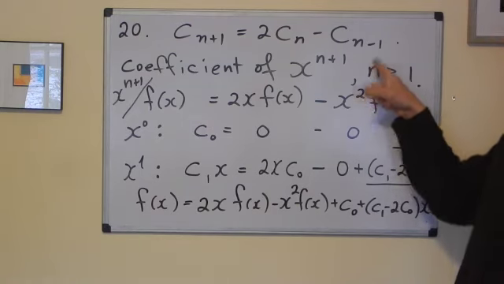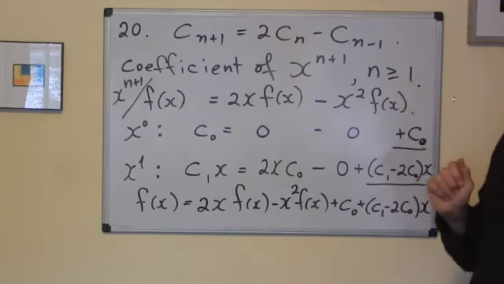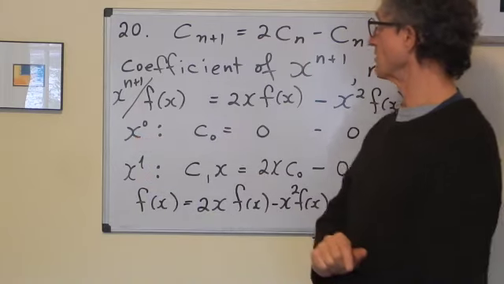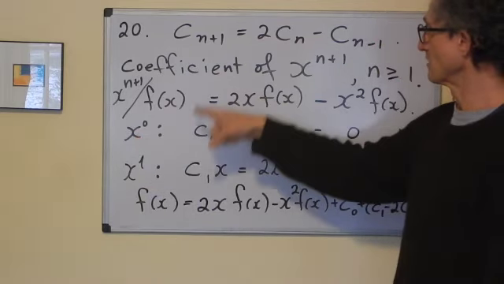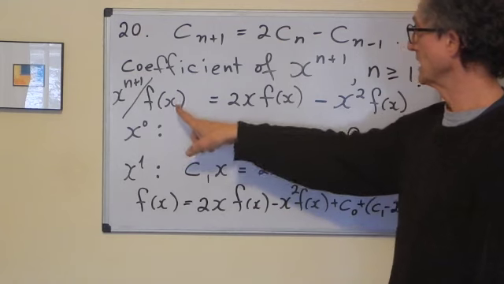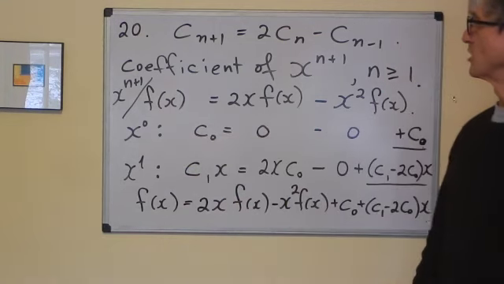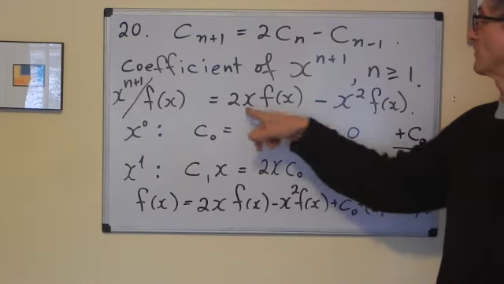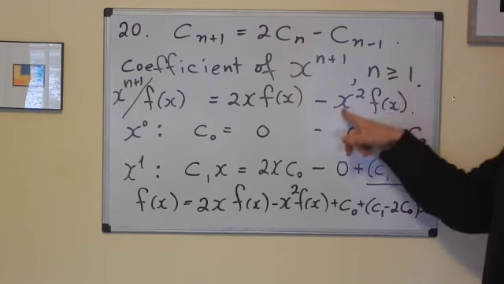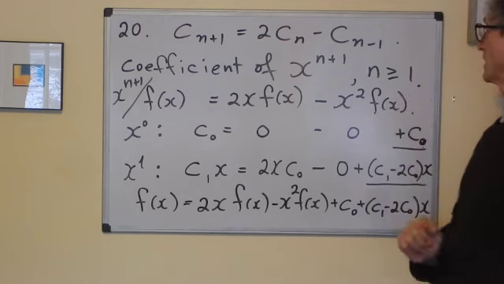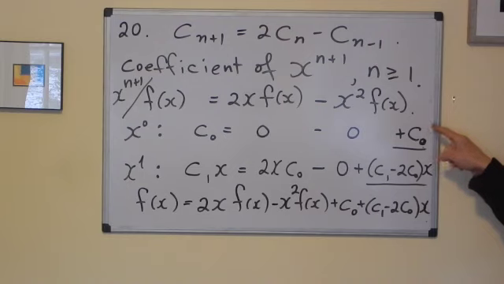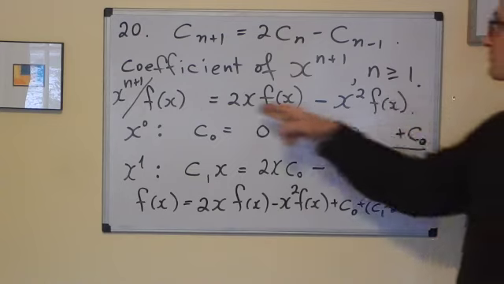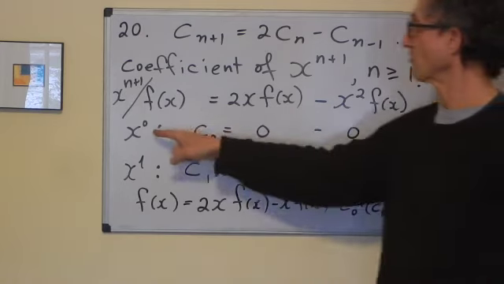Okay, that's fine. This recursion holds for n bigger than or equal to 1. Now what happens for the lower powers? If we're looking at the constants, then the coefficient of x to the 0 here is going to be C0. The coefficient of x to the 0 here will be 0, because we've bumped everything up by x. And the same is true here, because we bumped everything up by x squared. And so we need to add C0 to the right-hand side of this equation for x^0.